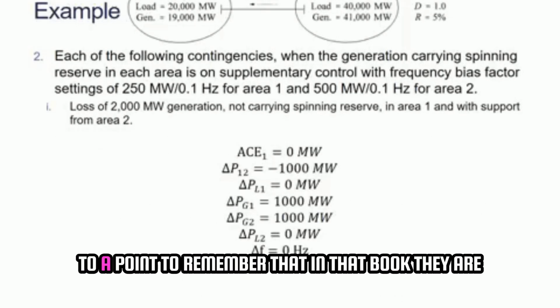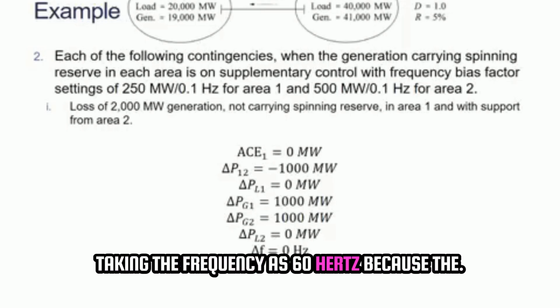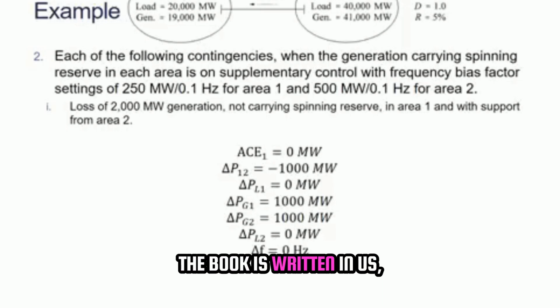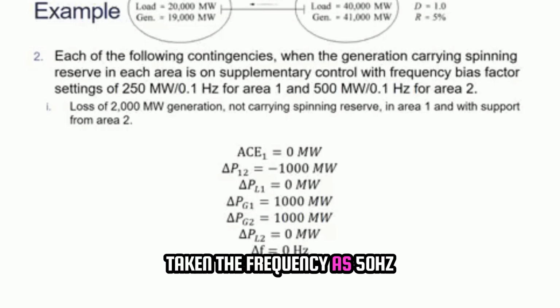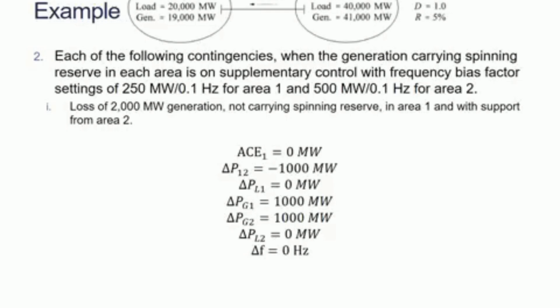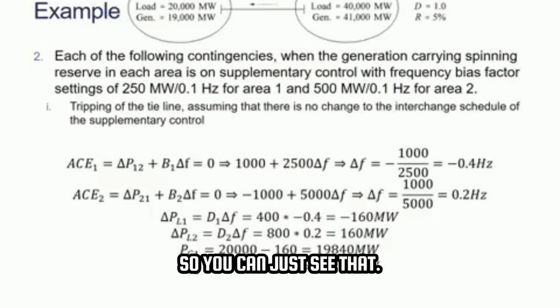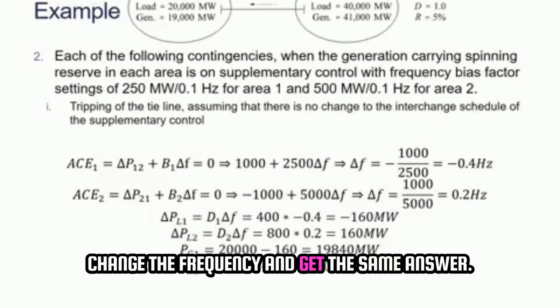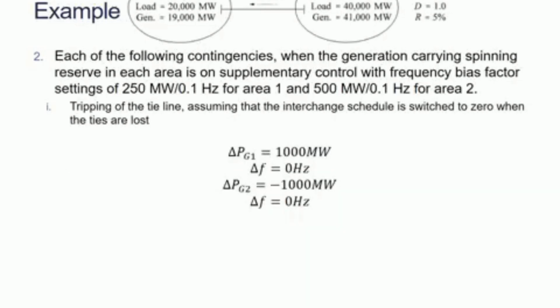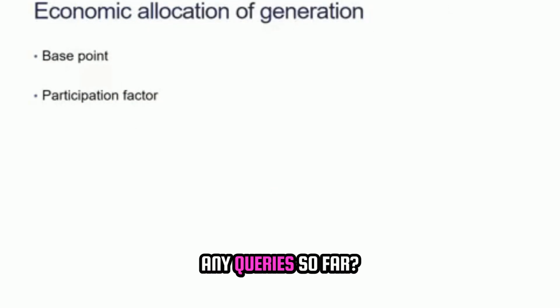And just a point to remember that in that book they are taking the frequency as 60 hertz because the book is written in the US, so that's why it's 60 hertz. In all of our examples, I have taken the frequency as 50 hertz because obviously we are in India, so India has a 50 hertz frequency. Okay, so you can just see that. Maybe if some answers are different, you can just change the frequency and get the same answer. Okay, any queries so far?